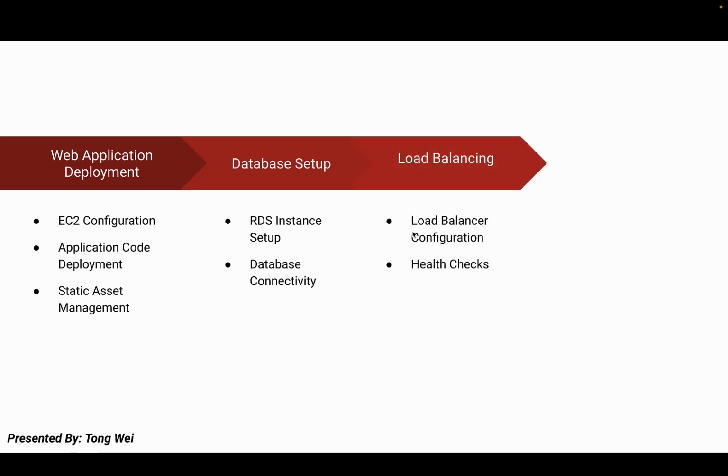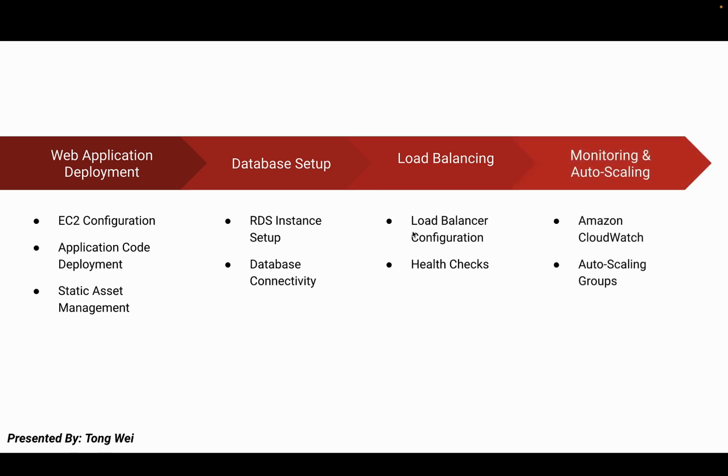Next will be load balancing, where we implemented AWS Elastic Load Balancer to distribute incoming traffic. For load balancer configuration, we created an ELB that routes traffic to the EC2 instances. The load balancer then ensures that no single instance is overwhelmed by incoming requests, improving the overall performance of the web application. Health checks were also configured within the ELB to monitor the status of the instances, ensuring traffic is routed only to healthy instances.